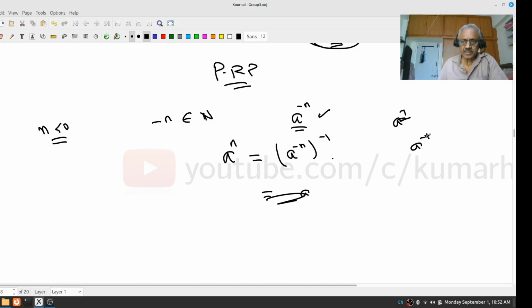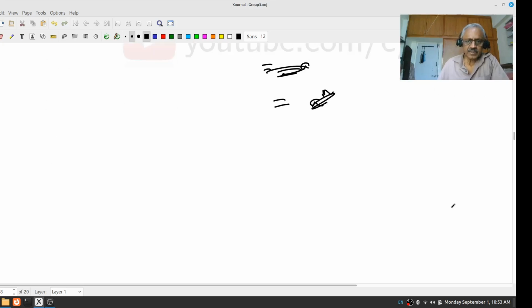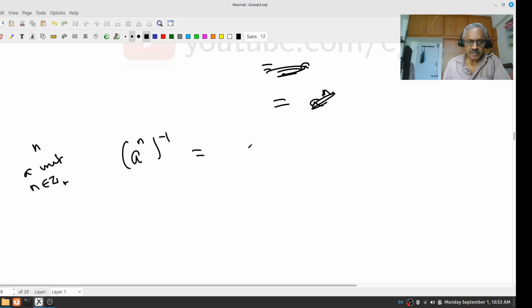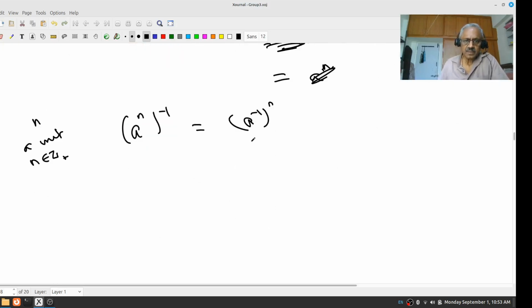Okay, a to the power minus n is by definition a to the power minus 1, all to the power n. But what is that object? That object is a inverse to the power n. Yeah, let's go back to what I said. We will define a to the power n where a is a unit and n is a natural number. Then we define a to the power n, and we found out this is nothing other than a inverse to the power n. Do you understand?